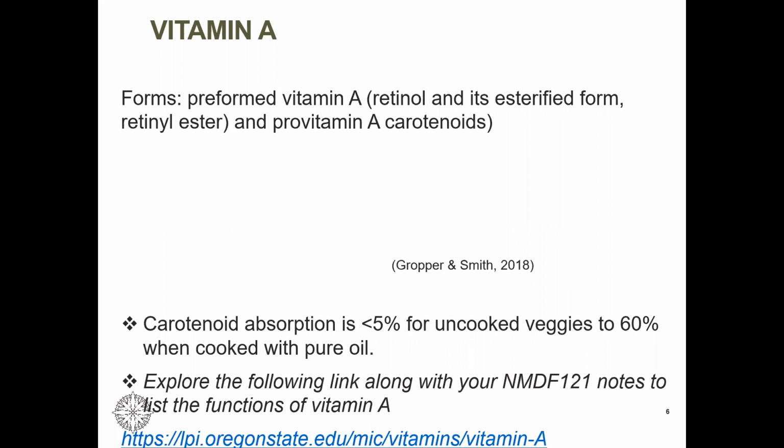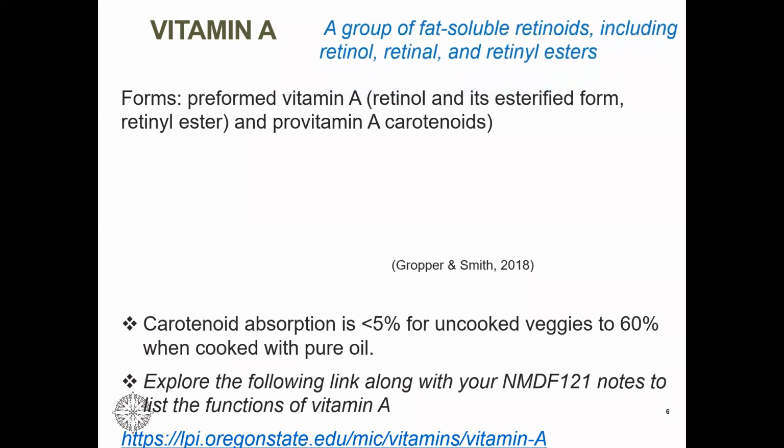So let's explore a little bit more, or maybe refresh from your previous knowledge, that it is a group of fat soluble retinoids. That's what we call them. So there are a number of vitamin A forms. They are in a chemical form called retinoids, which includes retinol, retinal, and retinyl esters. And I'll explain the structure in a second.